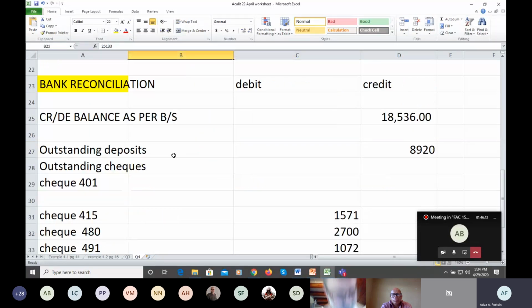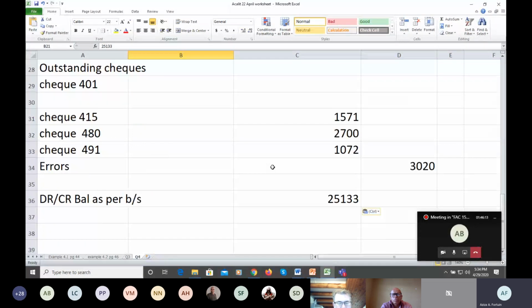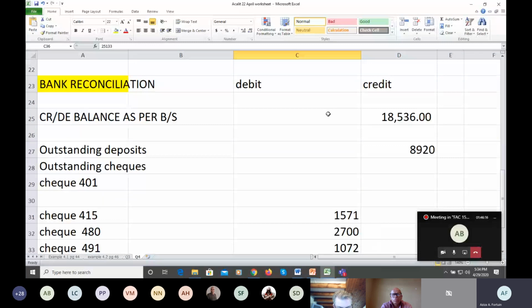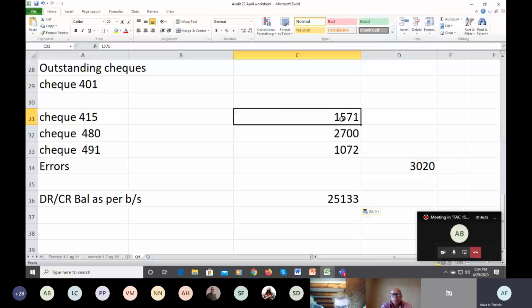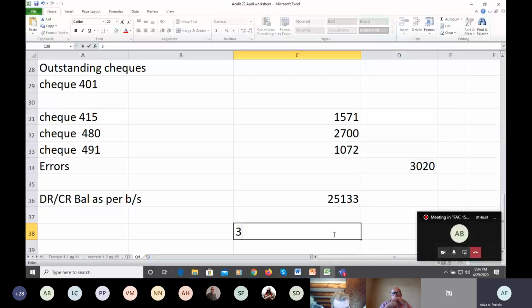So if I'm going to add up my 1571, my 200, my 1072, and my 2533, I'm going to get 30,476. Okay? And I'm going to add up my 18,536, my 8920, and my 3020. Then I'm going to get 30,476. And there it's balancing out.